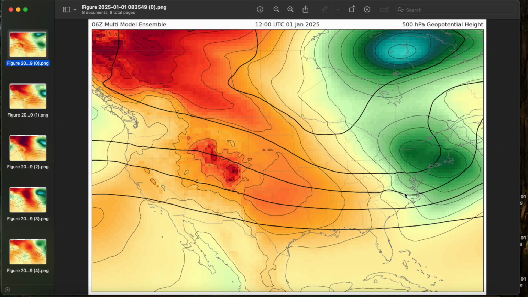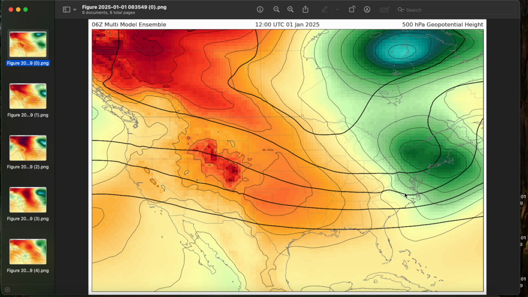So this is our multi-model ensemble. These graphics are a product of code written in Python, using the package maintained by Brian Blaylock, his Herbie package. This is a weighted average of different models and model runs.